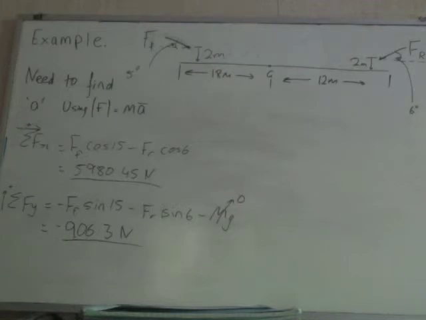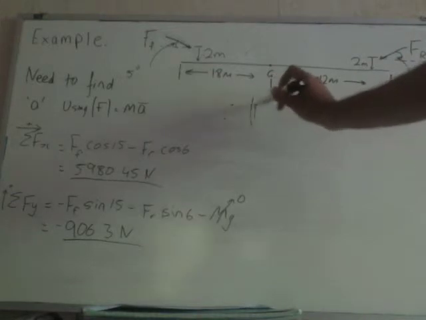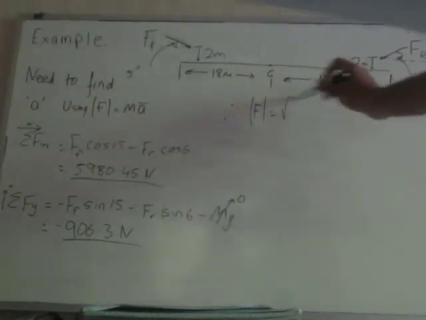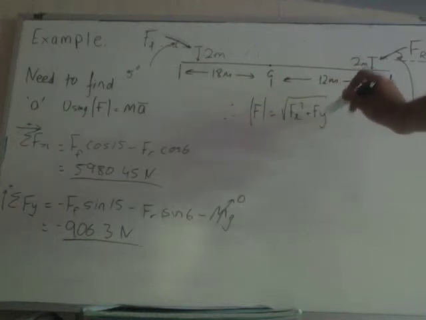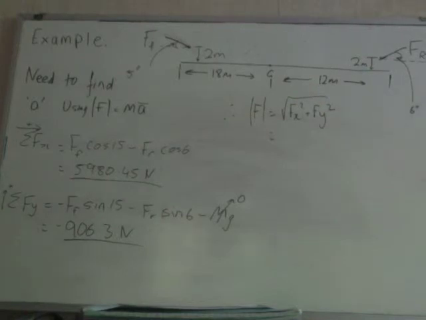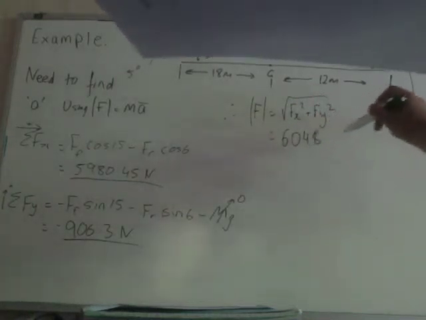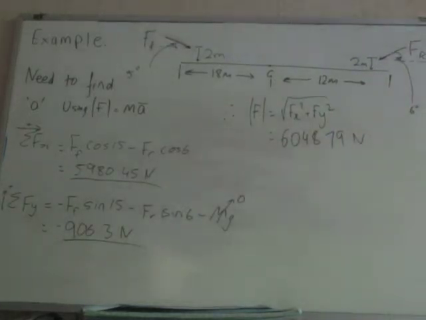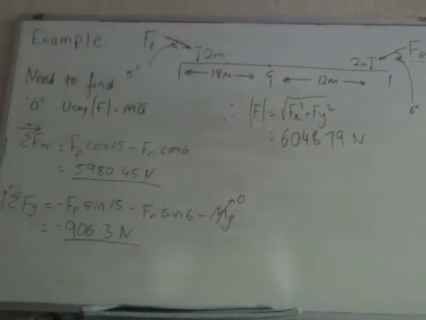We now have the summation of forces acting on the body in the x direction, and the summation of forces acting on the body in the y direction. This means we can now compute the magnitude of force acting on the body. We do this by taking the square root of Fx squared plus Fy squared. This gives us an answer of roughly 6,048.79 newtons.